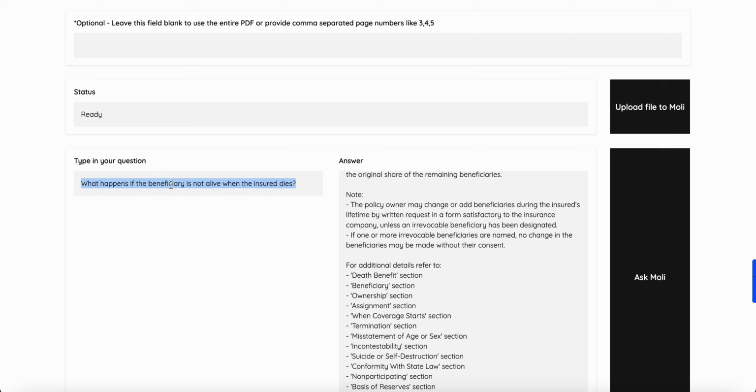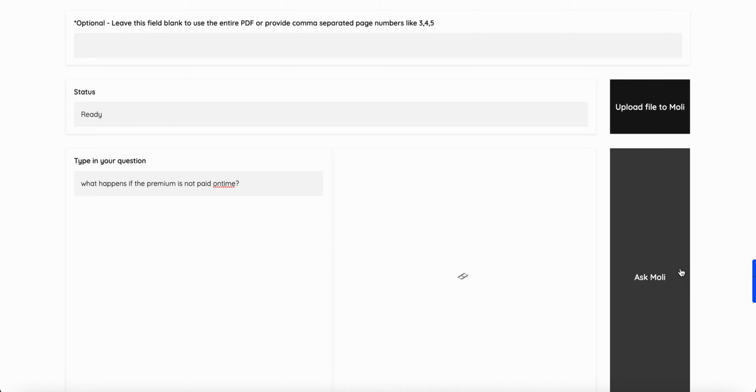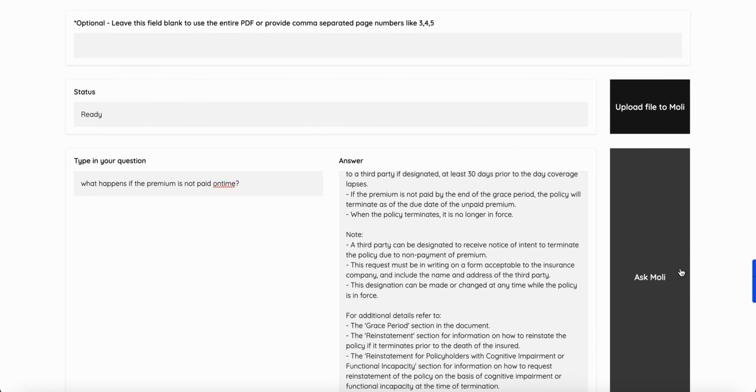Now let's ask one more question. This time again, somewhat more complex. Let's ask what happens if the premium is not paid on time. What's the implication of it? Once again, we entered that question and we just clicked Ask Molly, and our LLM model is working on answering this question. Now, these are questions that typically the underwriter will be having while deciding on a policy, deciding on an application.